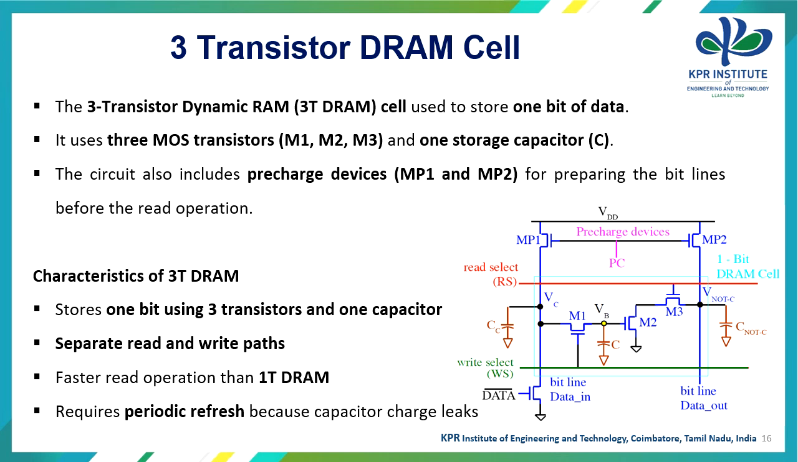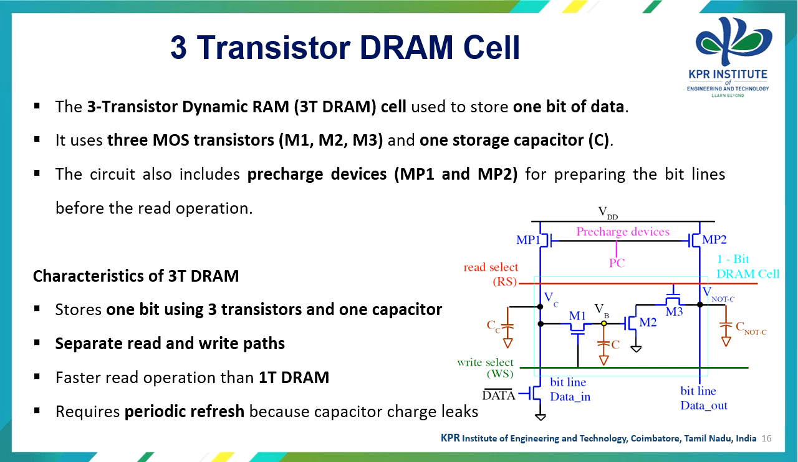The 3-transistor dynamic RAM cell is used to store 1 bit of data. It uses 3 MOS transistors. From the diagram, you can see M1, M2 and M3, and one storage capacitor C. The circuit also includes pre-charge devices like MP1 and MP2 for preparing the bit lines before the read operation.